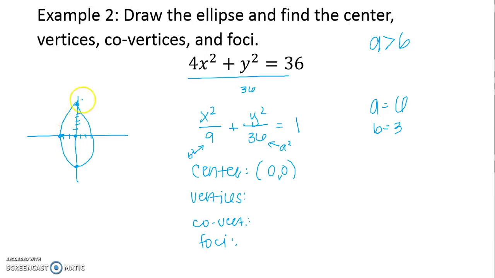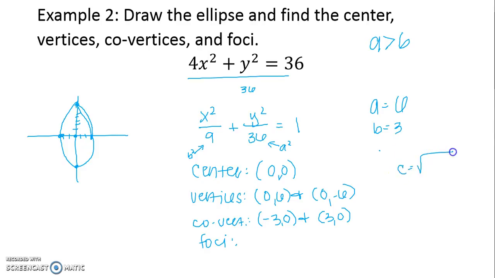Preferably a little bit more rounded there on top. So my vertices, again, affected it vertically, so I have 0, 6, and 0, negative 6. My co-vertices affected it horizontally, so I have negative 3, 0, and 3, 0. For my foci, I do need to find c, which remember is the square root of a squared minus b squared.